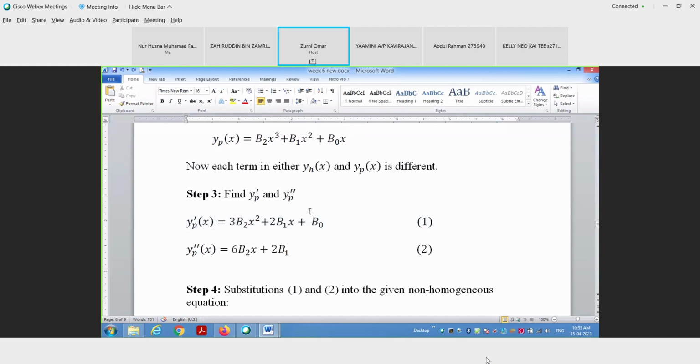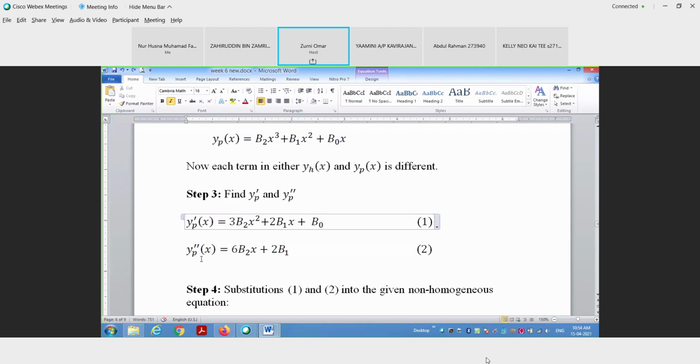To get the second derivative, you differentiate y prime with respect to x one more time. So now you differentiate 3 b2 x squared, we have 6 b2 x. You differentiate 2 b1 x, you will get 2 b1. You differentiate b naught, which is a constant, you will get 0.